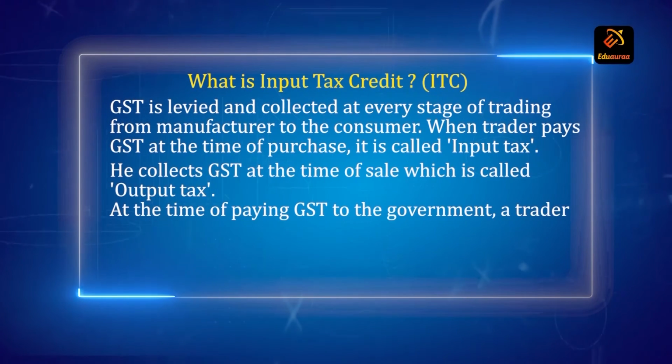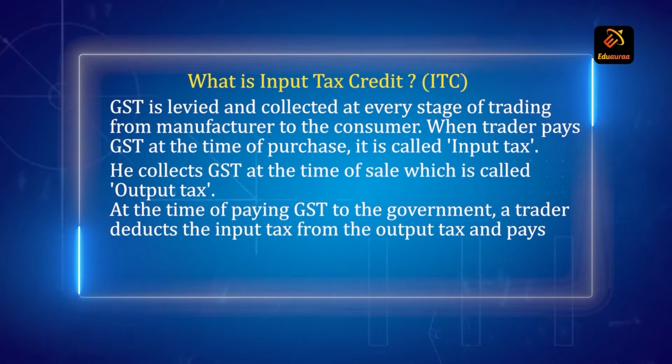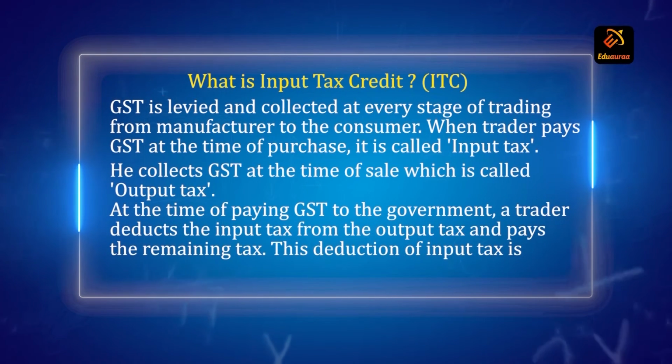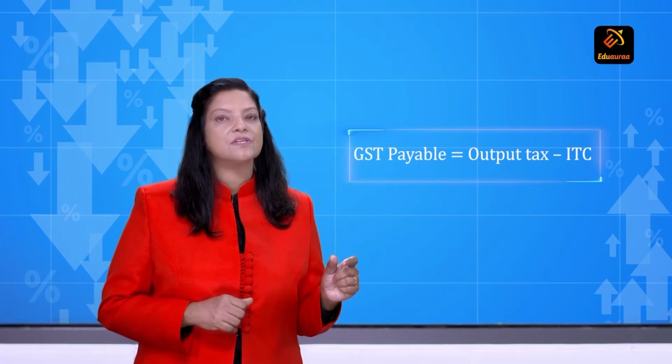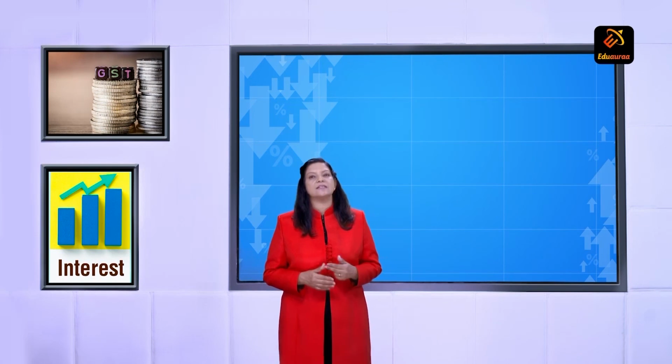At the time of paying GST to the government, a trader deducts the input tax from the output tax and pays the remaining tax. This deduction of input tax is called the input tax credit. So, GST payable is equal to output tax minus input tax credit. In short, while paying taxes to the government, each trader in the trading chain subtracts the tax paid at the time of purchase from the tax collected at the time of sale.